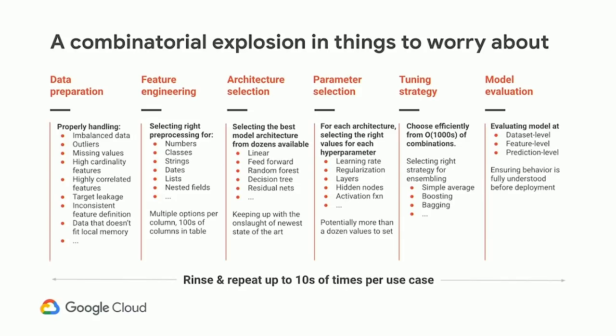And then under architecture selection, there are dozens of models you could choose from, including more that come out from the research community basically on a monthly basis. And then for each of those models you select, you have to select the right hyperparameters, and there could potentially be a dozen values to set. And then you have to think about tuning, think about ensembling if you're trying to create an especially good model, as well as model evaluation.